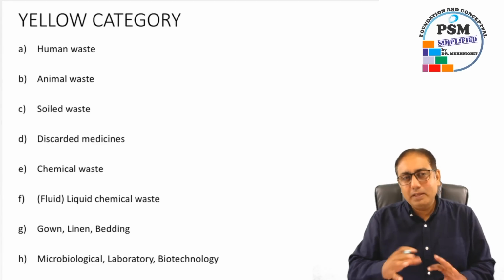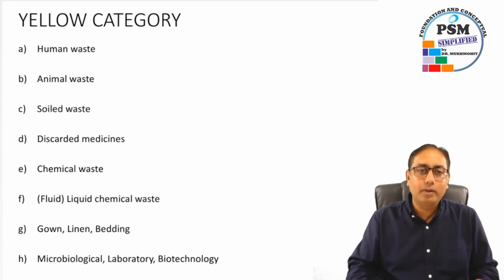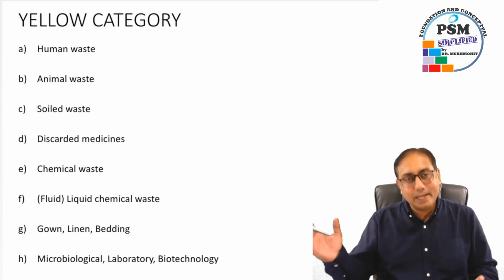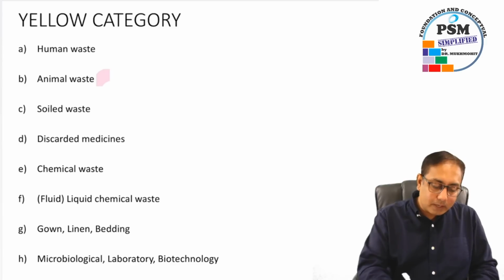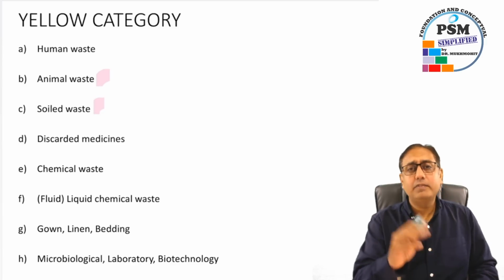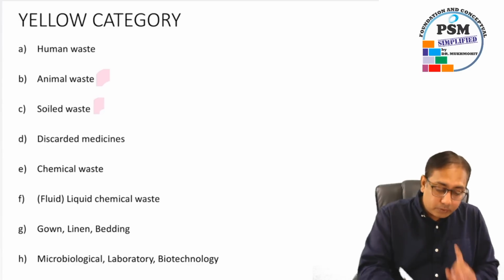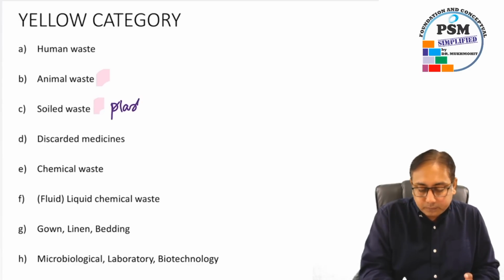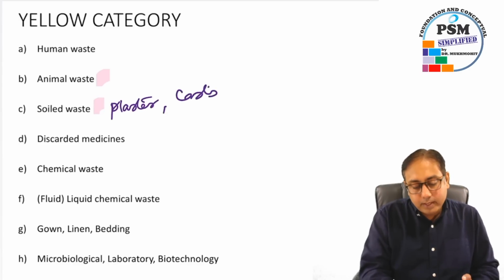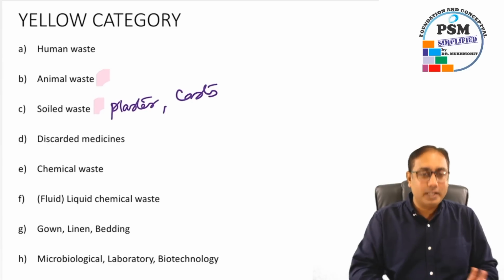So yellow is a very risky category for your MCQ exam. Make sure you know these 8 categories. You have the human waste, animal waste, soiled waste, anything which is cotton, gauze. I would also like to tell you that plaster and cast, they are in the solid waste, yellow C category.